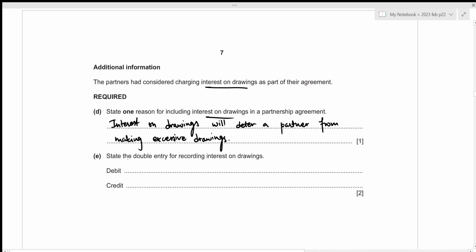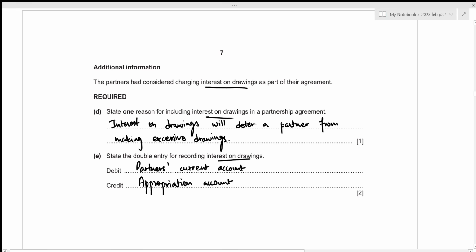Now for the fifth part, we need to state the double entry for recording the interest on drawings. Remember that interest on drawings is something that needs to be paid by the partners, right? So it will definitely be paid out of their current accounts, which means that on the debit side, we need to be recording our partner's current account. And this interest will now be received by the partnership through the appropriation account. So we need to write down the appropriation account on the credit side.